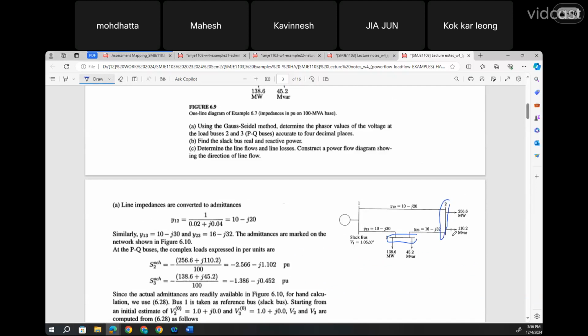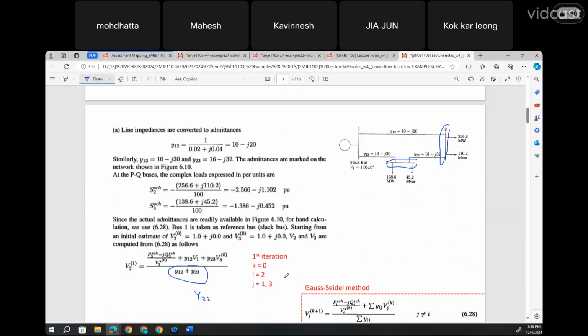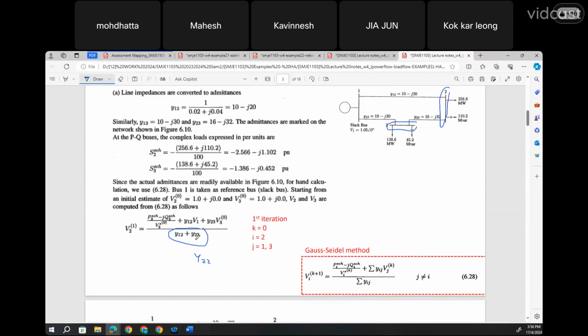And the way we find the value of voltage is by doing the iteration process. Okay, this is how we conduct the iteration. Okay, I'm not going to get into details on the values over here. I just highlight to you, this is what you should expect in your solution, and this is the process of the Gauss-Seidel iterative method.